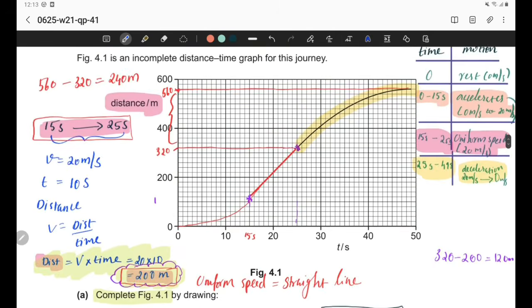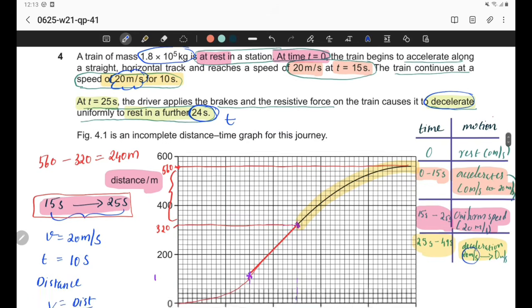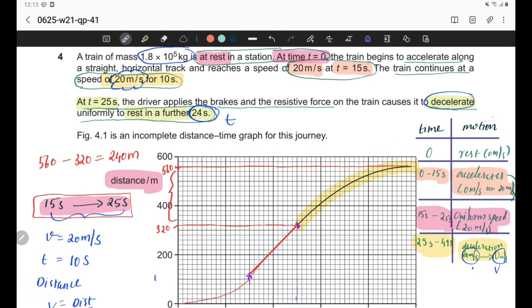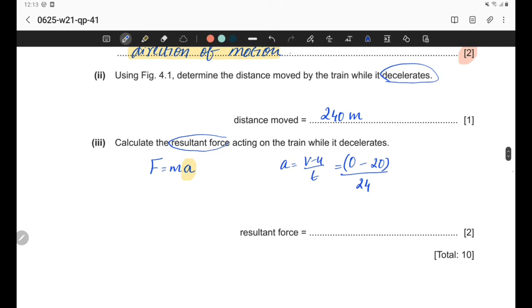During the deceleration section only, we have to check. Here it takes only 24 seconds and the initial velocity was 20 meters per second. We know that initial velocity is 20, final velocity is 0, and the time taken is 24 seconds. So we have time, we have initial velocity and final velocity. We can substitute and we can get the acceleration during this section. So we will get minus 0.833, and since it is deceleration, we don't have to put the negative sign, because the negative sign simply indicates its speed is reducing.